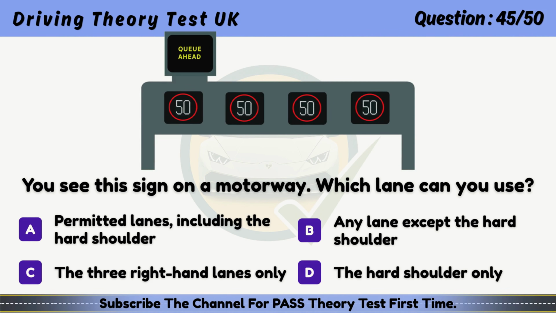Question 45. You see this sign on a motorway. Which lane can you use? Option A. Permitted lanes, including the hard shoulder. B. Any lane except the hard shoulder. C. The 3 right-hand lanes only. D. The hard shoulder only.